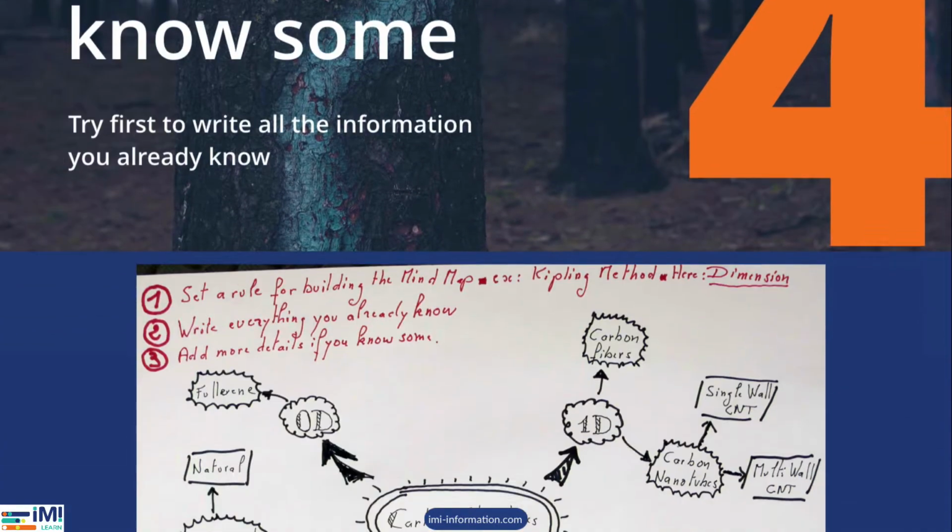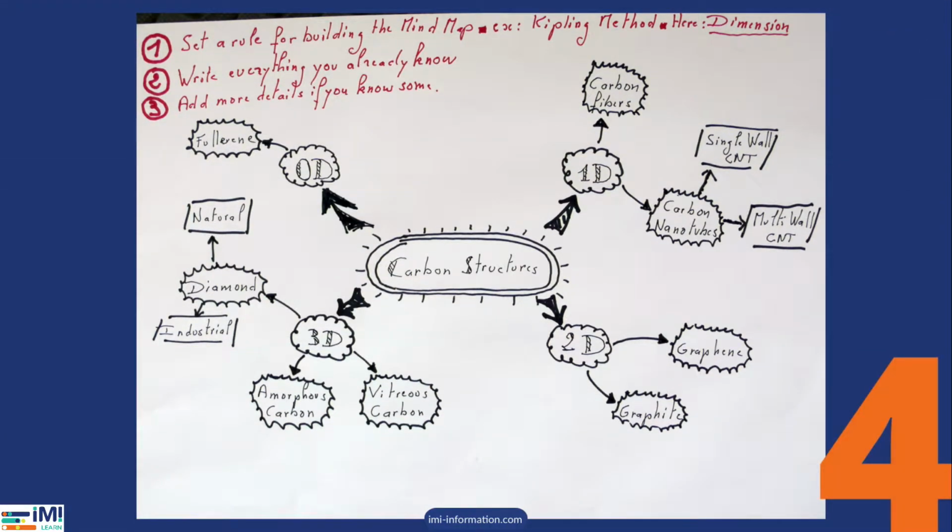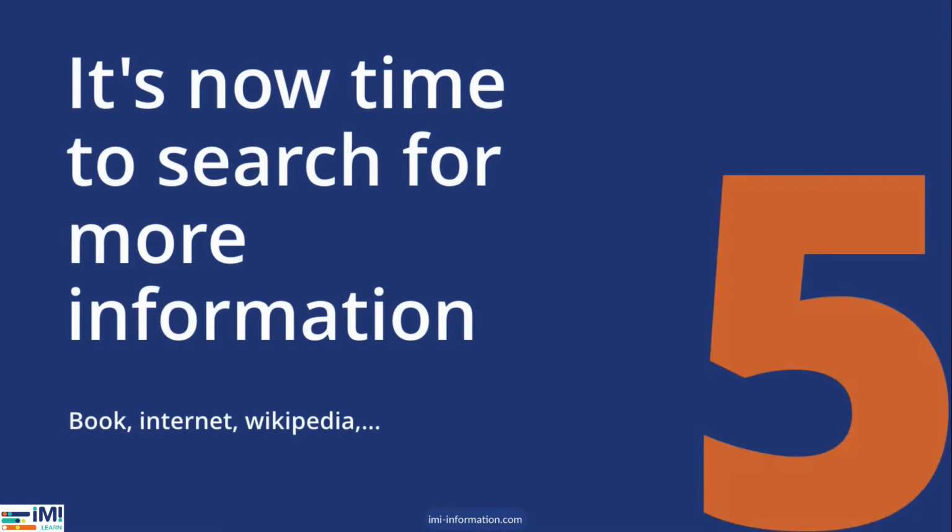So you see that in this first part, what we really try to find and report is all the information we already know. By doing this, I will improve the information I report about the carbon structures. For example, I know that diamonds can be either natural or industrial. For carbon nanotubes, I know there are some carbon nanotubes with a single wall and some carbon nanotubes with multi-walls.